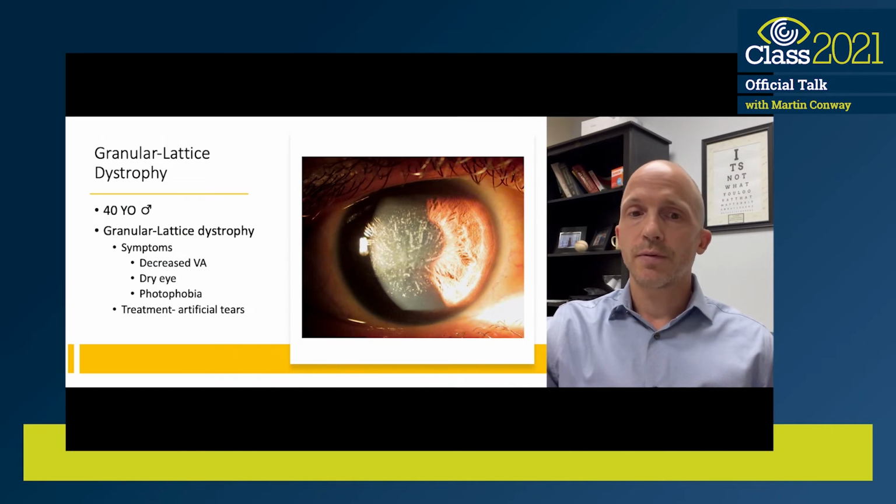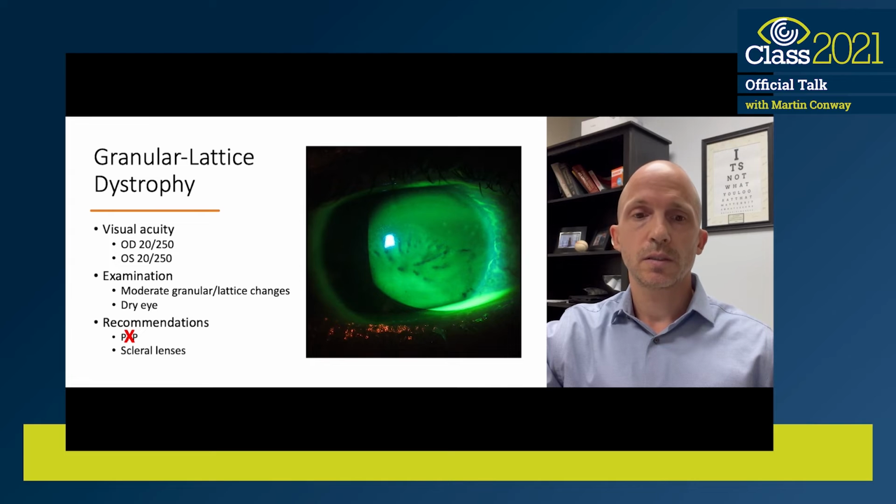And the last patient is a 40-year-old male patient with granular lattice dystrophy. His symptoms, upon reporting to me in our office, were decreased visual acuity, dry eye, and significant light sensitivity. He was using artificial tears. He didn't have glasses or contact lenses. His uncorrected visual acuity was 20/50 in both right and left eyes. And examination showed moderate granular lattice changes and dry eye.